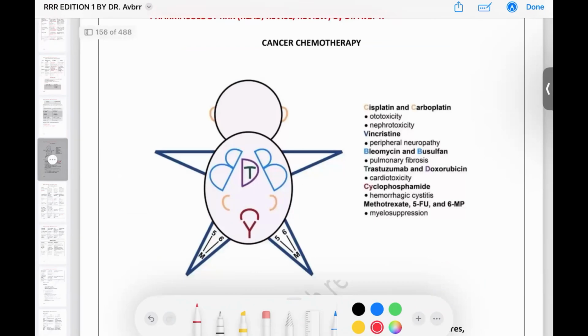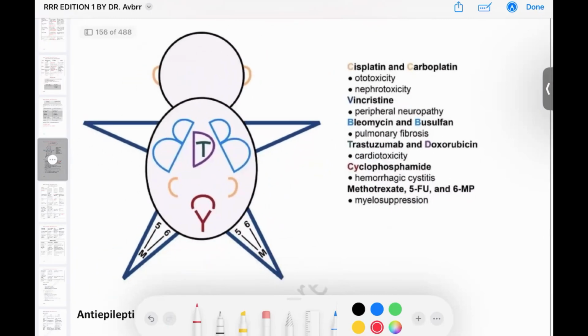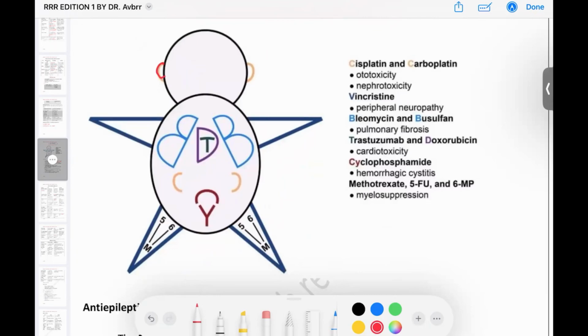And here you have to remember cancer chemotherapy. In cancer chemotherapy, this mnemonic is very useful for our examination. So remember it like this. This C is for the ears. Drugs like cisplatin cause ototoxicity, and are also very toxic to the nephron; this is also toxic for your kidneys. And here you can see the drugs for the D and T, that is trastuzumab and also doxorubicin.